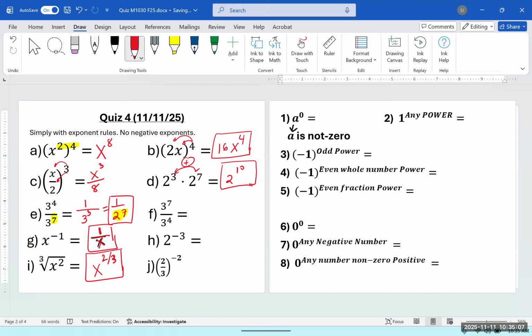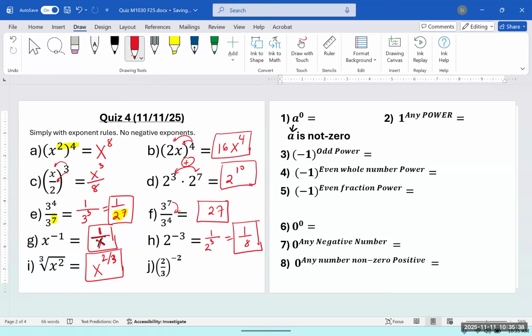F, 3 to the 7 divided by 3 to the 4. 27. So subtracting 4 from 7, you get cube. It turns into 27. Now 2 to the negative 3: 1 over 2 to the positive 3, which turns into 1 over 8.